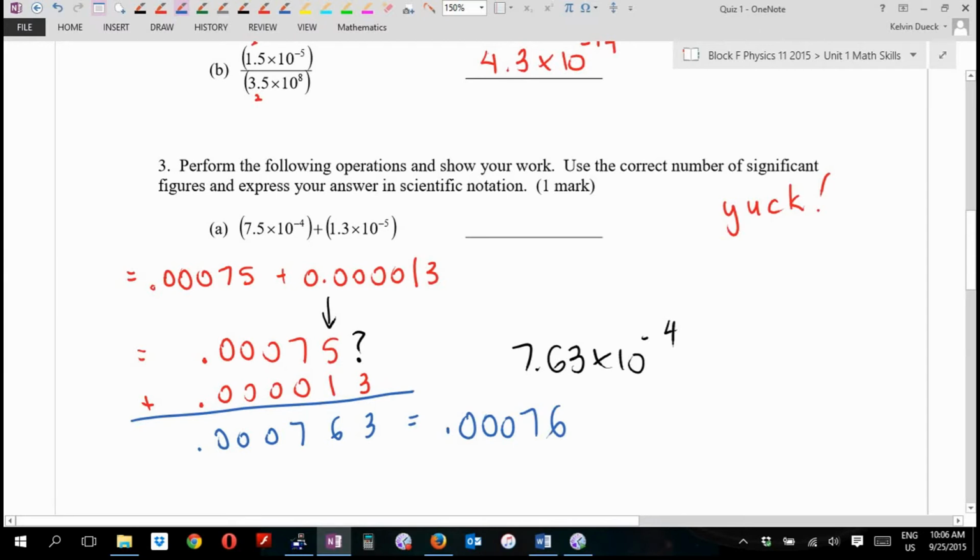Did they say leave my answer in standard notation? Holy schmoly! 7.6 times 10 to the negative 4. Half mark for the 7.6, half mark for the 10 to the negative 4. By the way, I used to make this question worth 2 marks because the amount of work involved there, Connor, is really worth 2 marks.